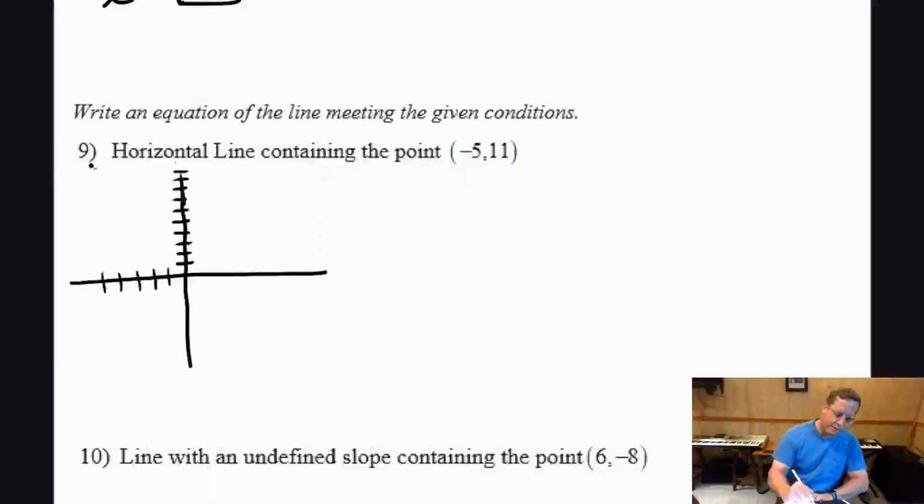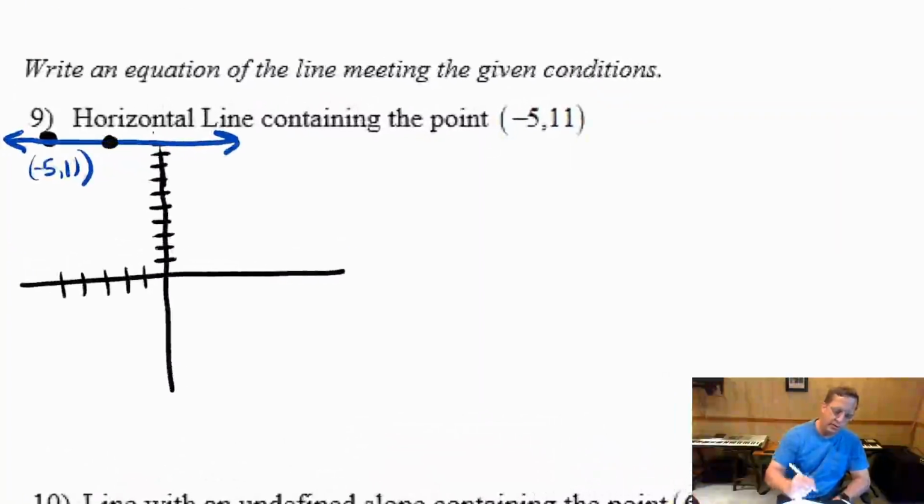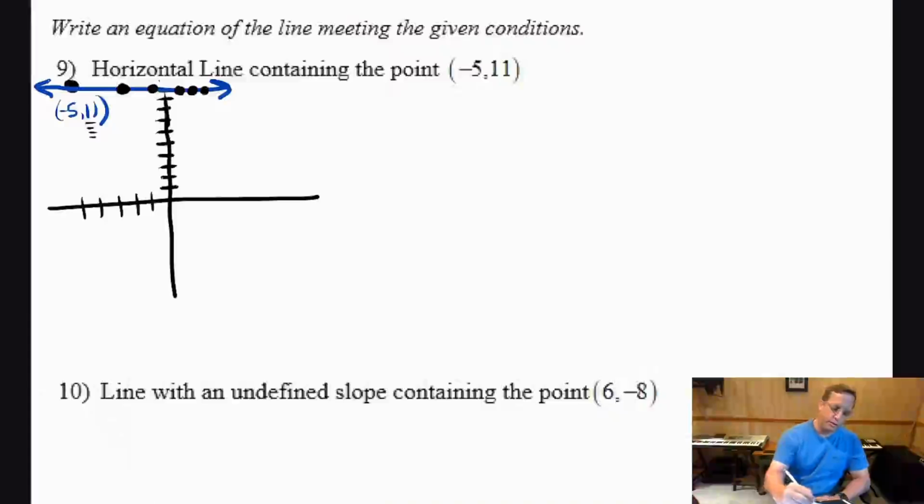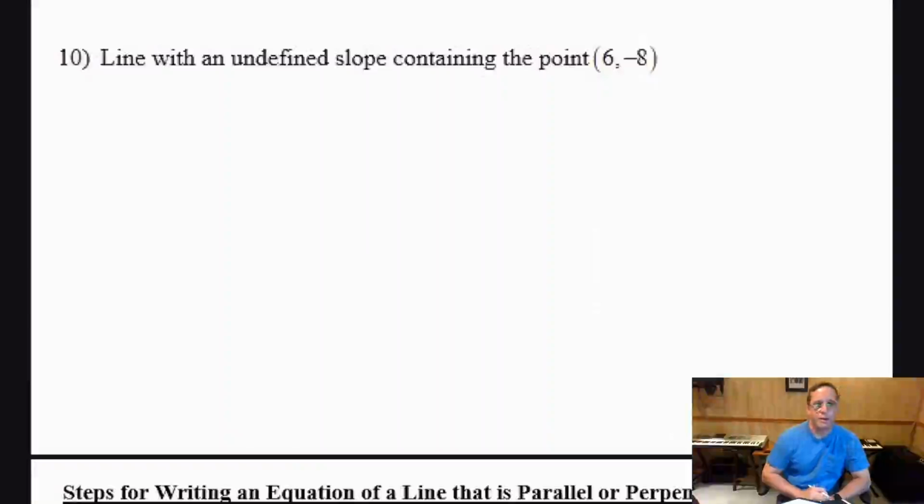All right, so I'm running out of room. Negative 5, 11. So if we were to draw a bunch of points on this, you're going to note that what number doesn't change? Well, what doesn't change is the y. The y is going to stay 11. So this could be negative 1, 11. This could be 1, 11. This could be 2, 11, 3, 11, etc. But notice the 11 is always the same. All right, so when we write this out as an equation, it's just going to be y equals 11. That's it. Now, line with undefined slope.